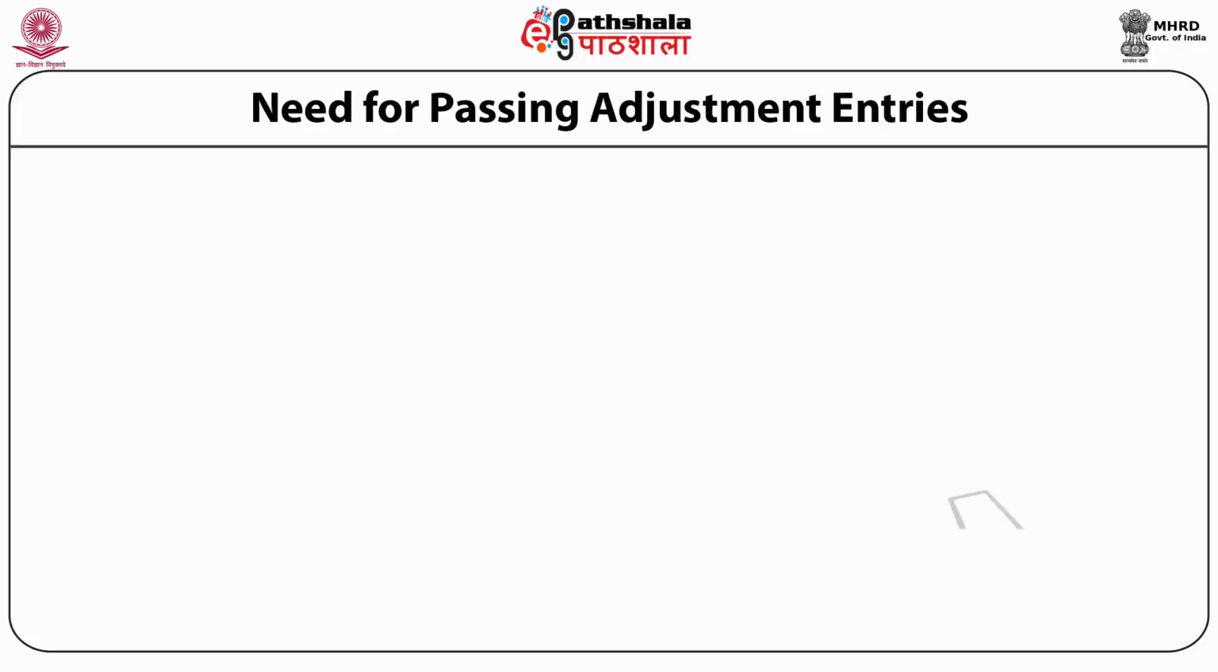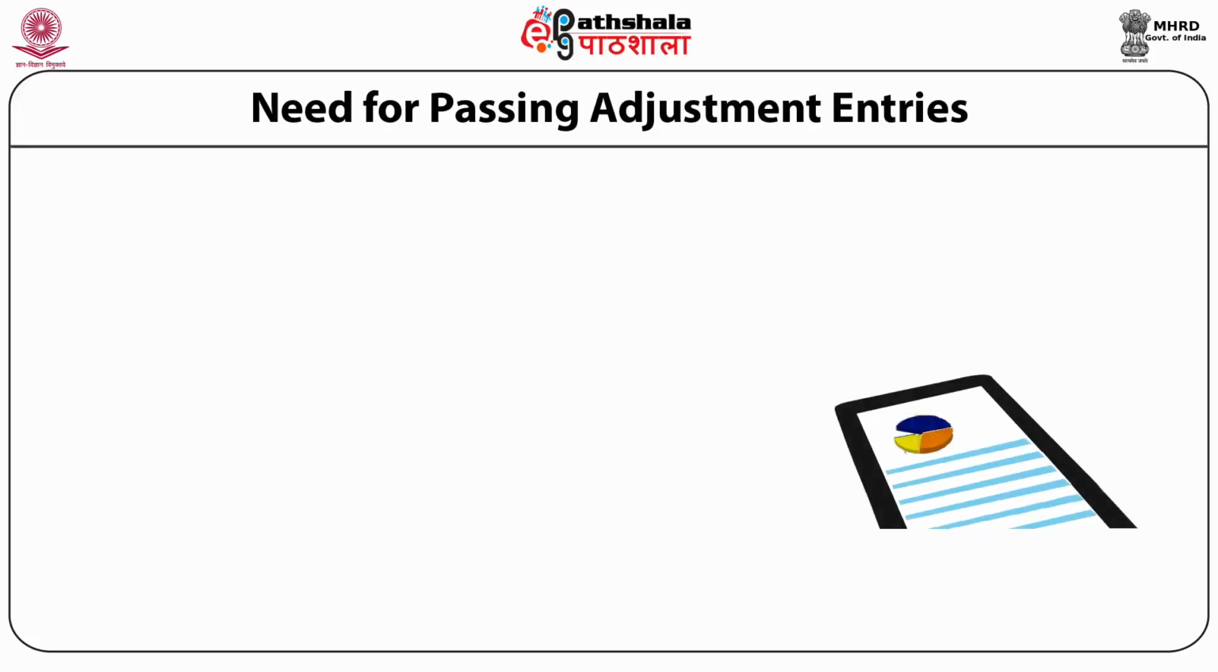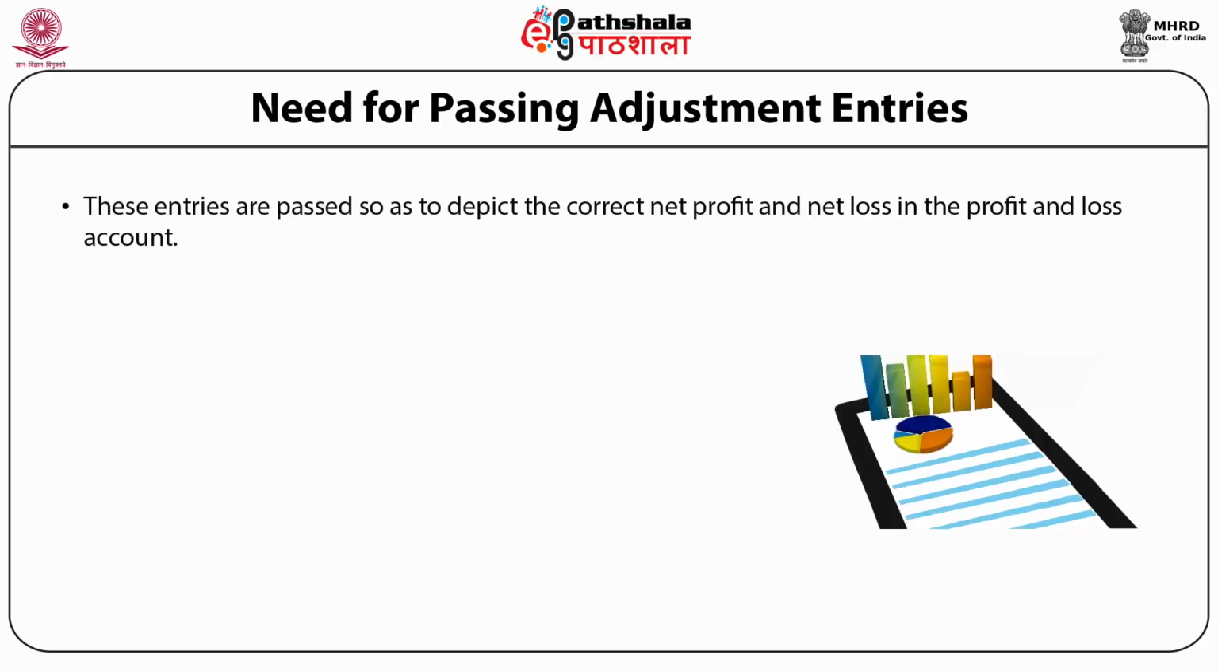Need for passing adjustment entries. It is an important question. Why is there a need for passing adjustment entries while preparing final accounts? Why is such importance given to passing adjustment entries? Simply, these entries are passed so as to depict the correct net profit or net loss in the profit and loss account. It means that with the help of adjustment entries, the correct profitability and operational position of the business can be judged. Further, they are needed to depict the true financial position of the business.